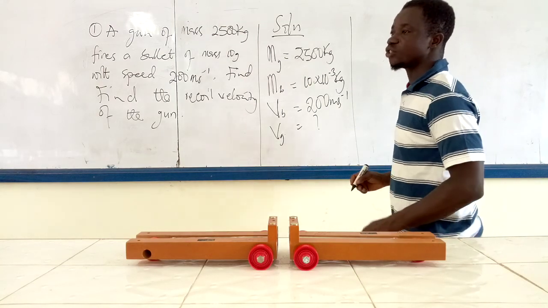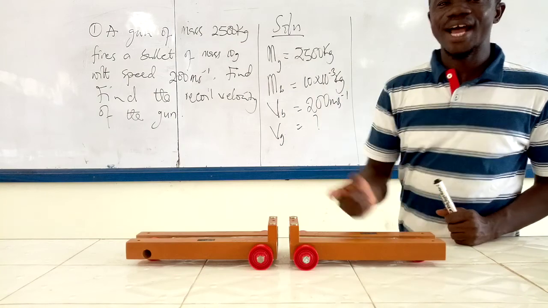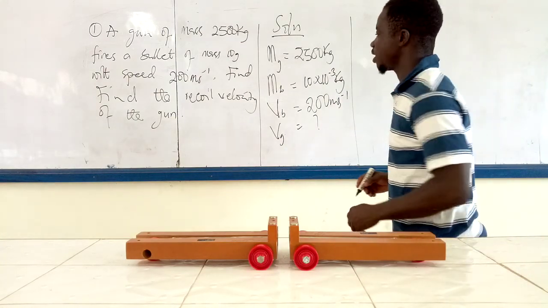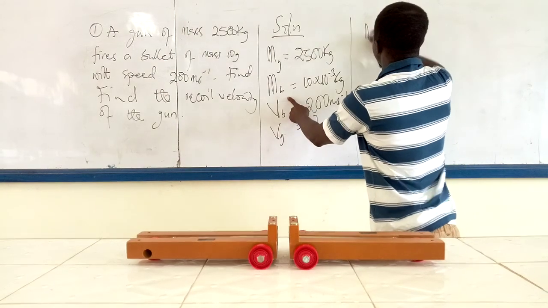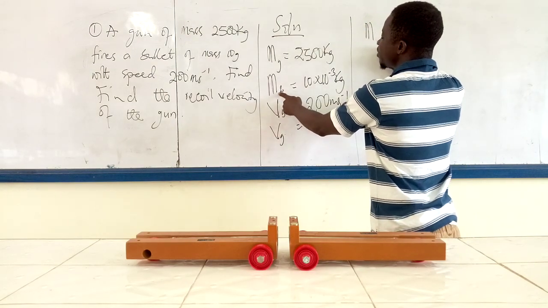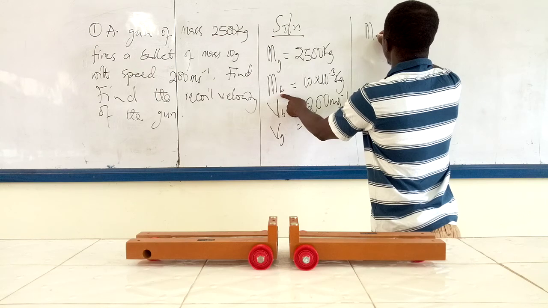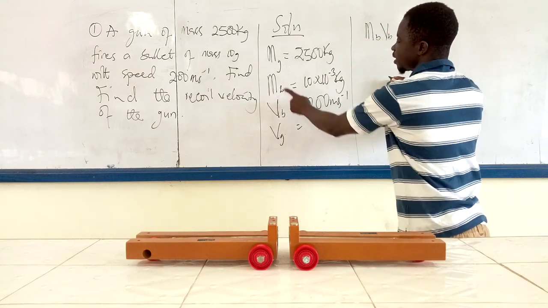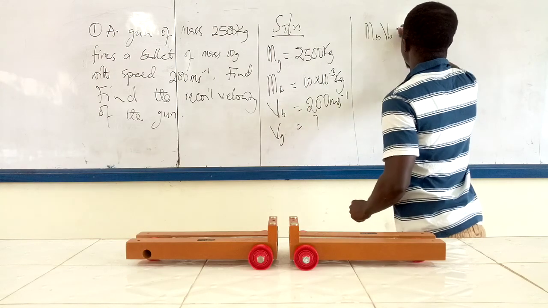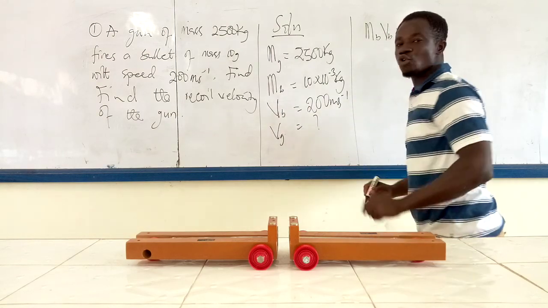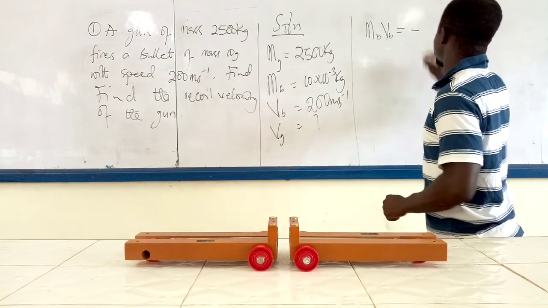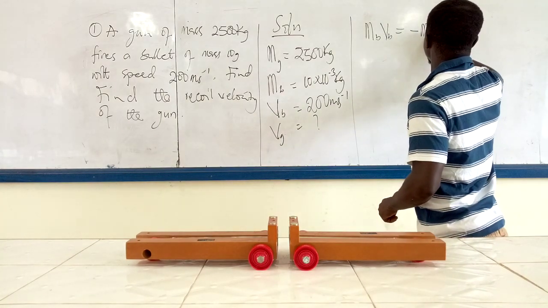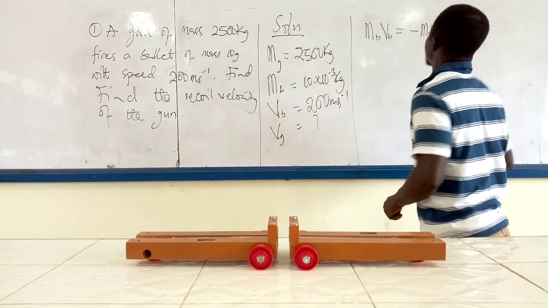According to Newton's third law of motion, to every action there is an equal but opposite reaction. So action and reaction are equal and opposite. What is the action? The momentum of the bullet, that is the mass of the bullet times the velocity of the bullet. That is equal to the negative, because they are in opposite directions, of the mass of the gun times the velocity of the gun.